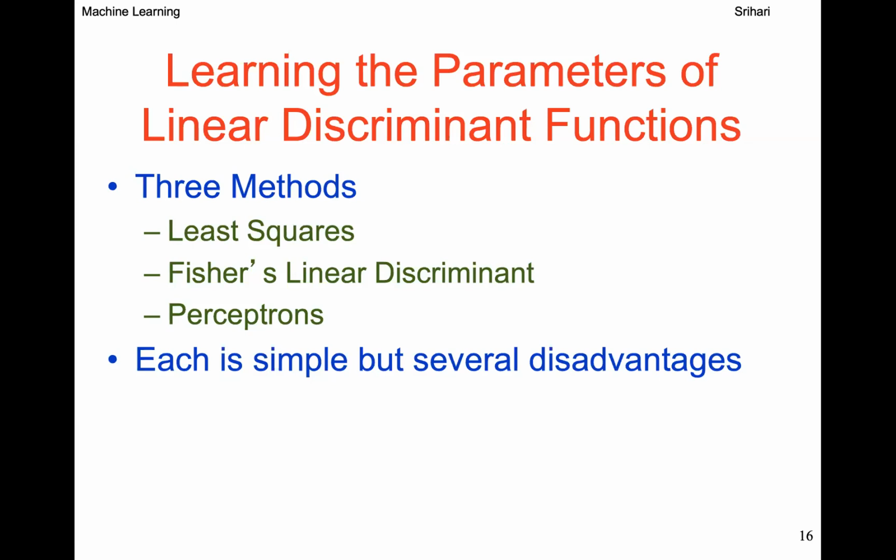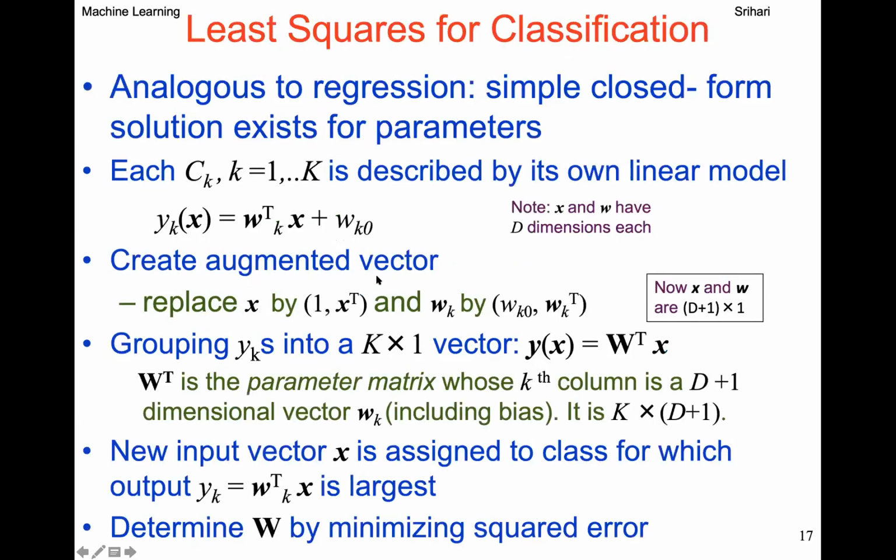Okay, so let us go forward. We talked about the equation to a straight line or equation to a plane, and then we went on to talk about two-class and multi-class. And now let's talk about how one learns the parameters of linear discriminant functions. There are three different methods we'll talk about: least squares, Fisher linear discriminant, and perceptrons. Least squares classification, we've kind of done this before, is analogous to regression. Actually a closed form solution exists for least squares here as well.